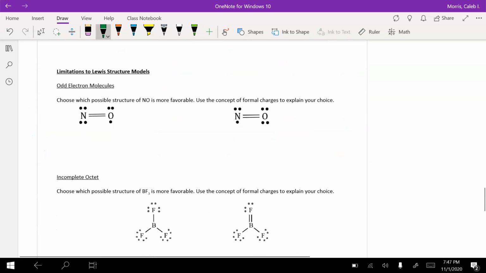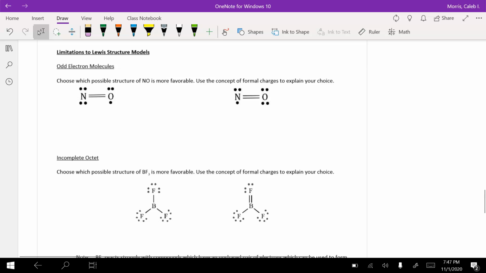Now, formal charges can show us some limitations to the typical Lewis structure models. One of the limitations is odd electron molecules. In the case of an odd number of electrons, it's hard to choose which structure is going to be more favorable. We want to use the concept of formal charges to explain the choice. So let's draw our circles and dots.